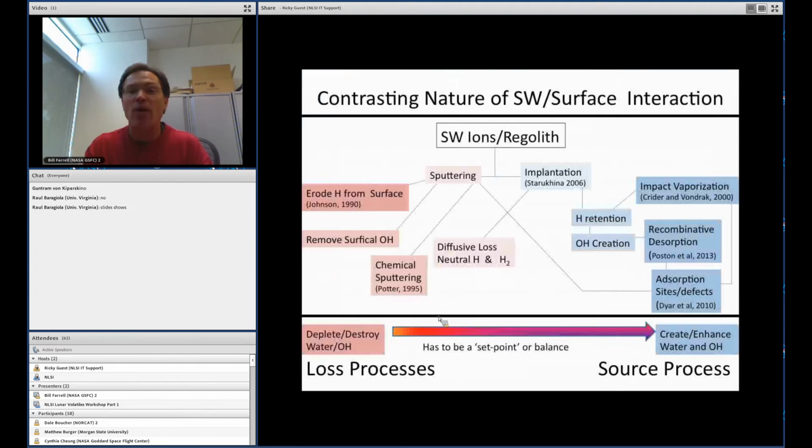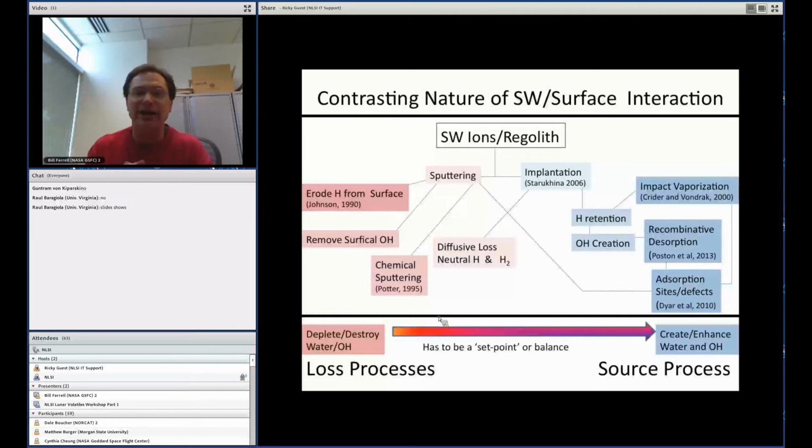Now, on the right-hand side, I show pathways where solar wind ions can be a source. You know, solar wind ions will implant, the H will be retained, and you'll form OH and maybe form water through recombinative desorption, like Michael Poston has talked about. Or if you have impacts, sort of like a whole new chemistry experiment, the energy of the impact can maybe make OHs in the impact process. But we have to remember that there's also sputtering, there's also diffusive losses, and sputtering, if you had a high concentration of H's in your surface, will erode those H's, can get rid of superficial OH.